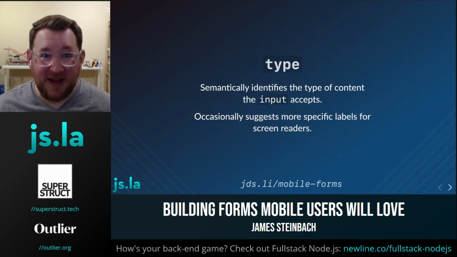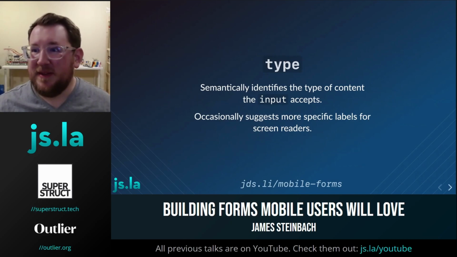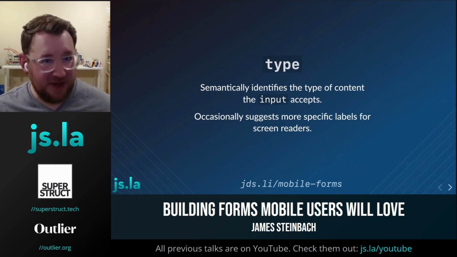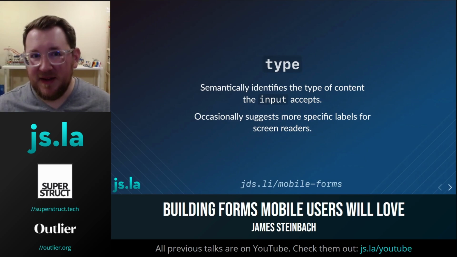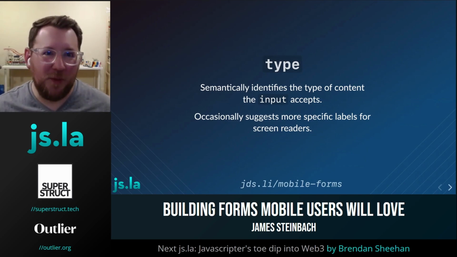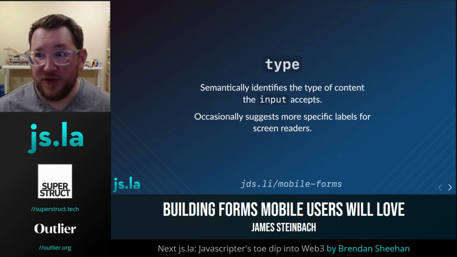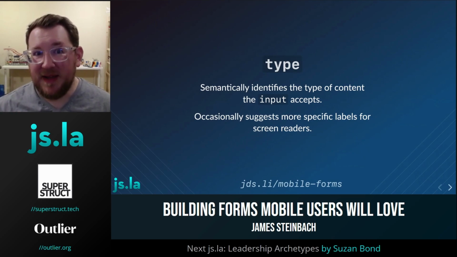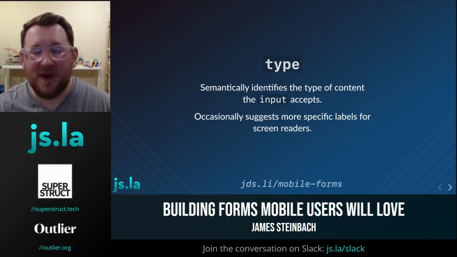I'm guessing high 90% of folks in the room have used the type attribute. The type attribute goes onto an input, not select or textarea, just input, but it semantically identifies what kind or type of content or data the input accepts, and then passes along through form submissions or a value property. Occasionally, this can suggest more specific labels to screen readers. So using the right type on an input gives assistive technology extra information to surface to users as the user settings and the software for the assistive technology are working together.